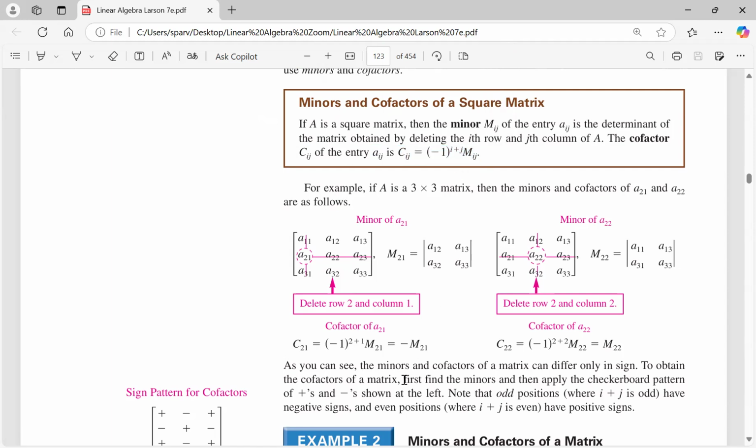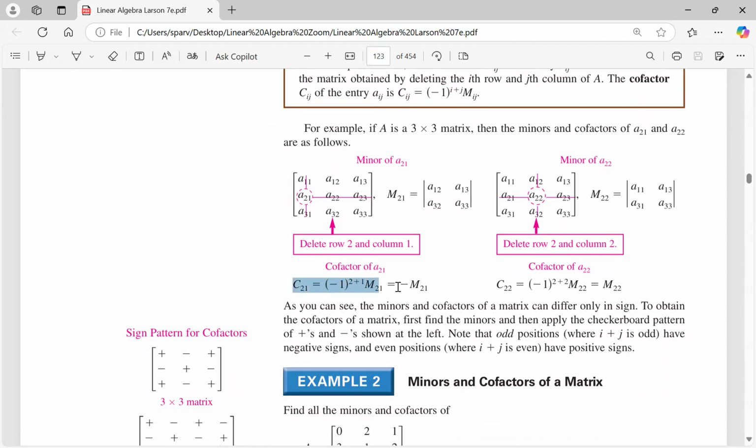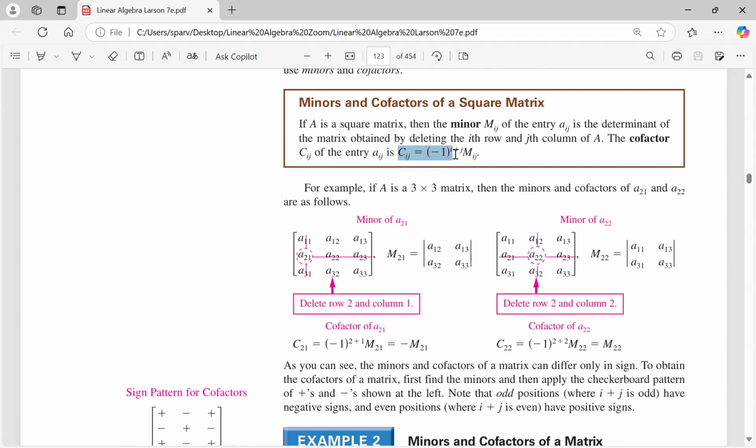So for instance, you will see it right down here. Let's say he's done the minor of A21. Now he wants to find the cofactor for A21. How do we do it? Well, once you have the minor, let's just multiply by -1 to the power. The role, by the way, folks, that -1 to i plus j plays here, the contribution of -1 to i plus j, is to assign a sign.